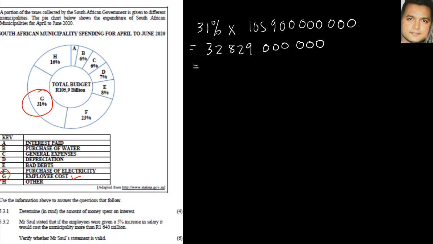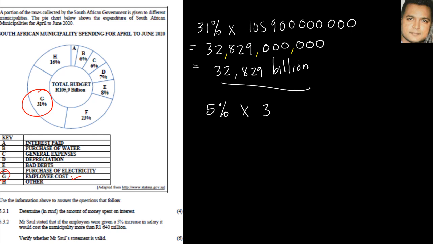If I had to write that down in terms of words or putting billion in that, let's use our separators. We get our separators, and then we can rewrite this as 32,829 billion. Now that we've got that, we need to determine with the 5%, would that amount be more than 1640 million? So let's find out 5% of that amount. So 5% times the 32,829 with its zeros written out in full.